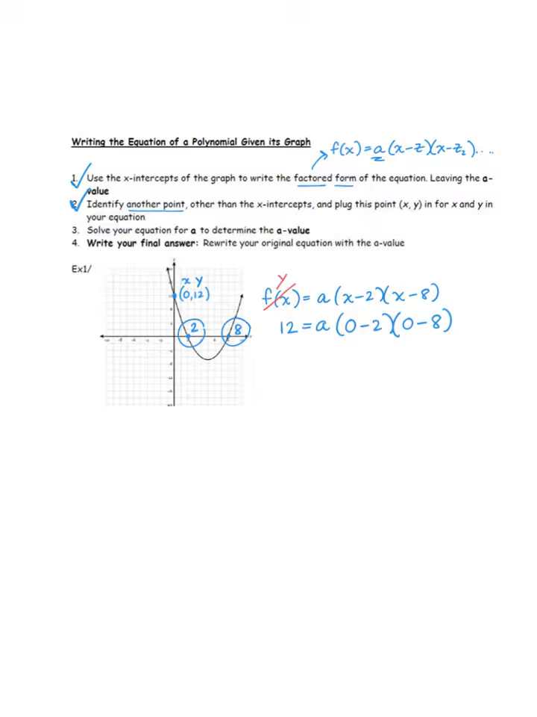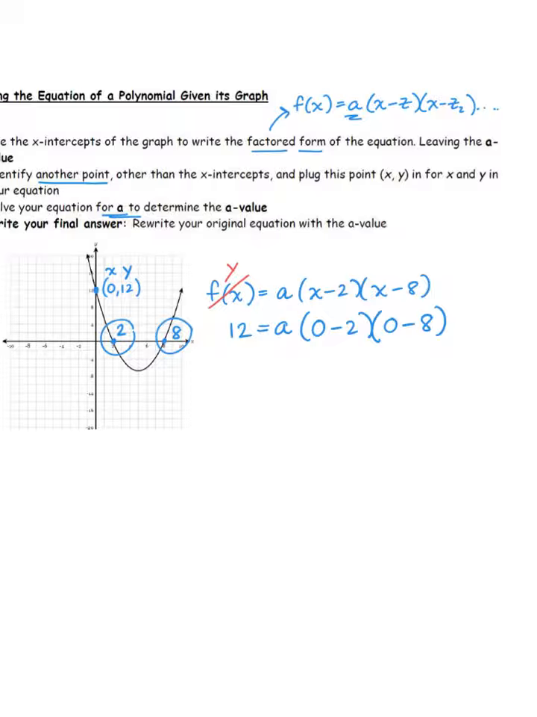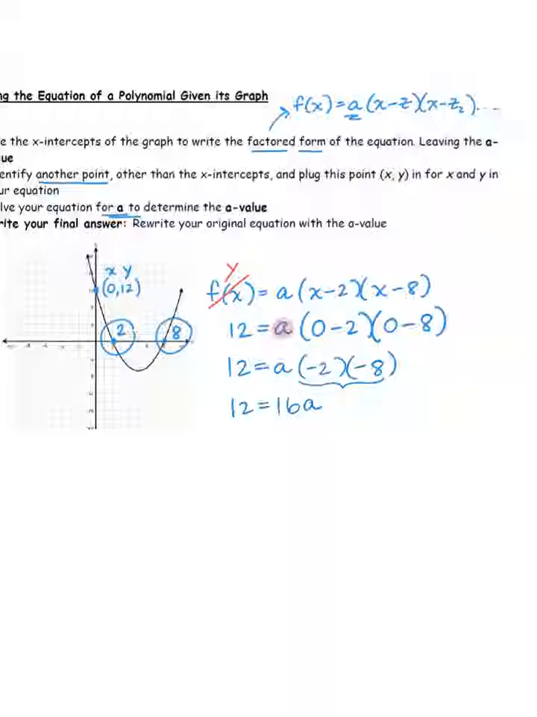Step 3 says solve your equation for a to determine the a value. So if you look at this equation, I have to try to figure out what a is. So I'm going to solve my equation for a. So I get 12 equals a times (0 minus 2), which is negative 2, times (0 minus 8), which is negative 8. And I get 12 equals, and I'm going to do something here to make this a little bit easier. Negative 2 times negative 8 is positive 16. So I'm going to write this as 16a, rather than a times 16. And we're going to solve this equation for a.